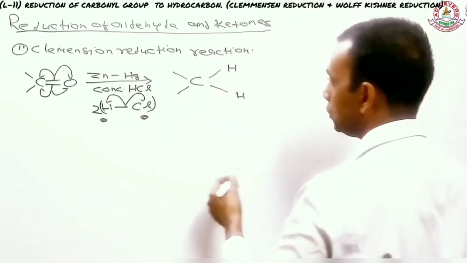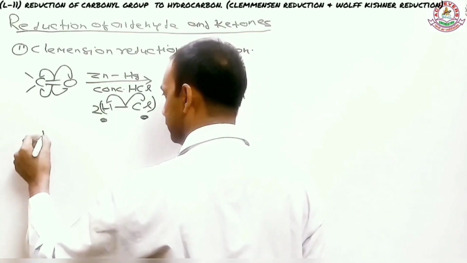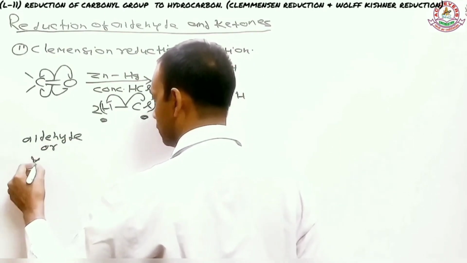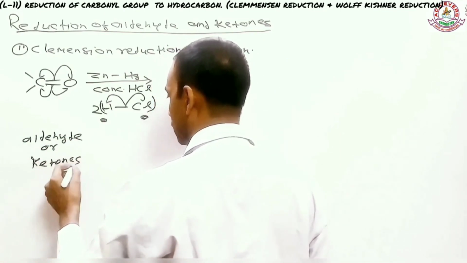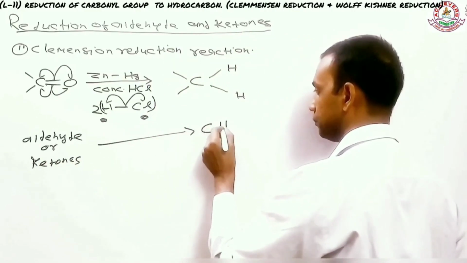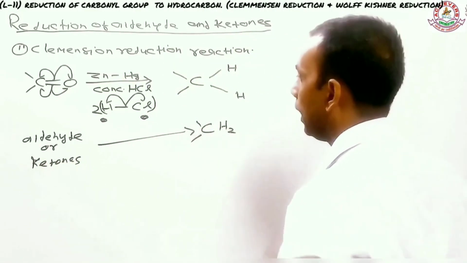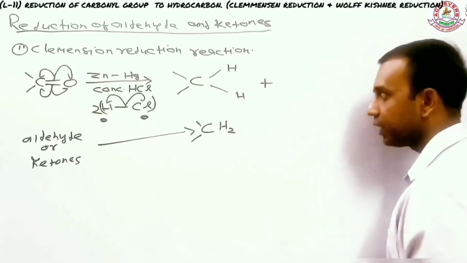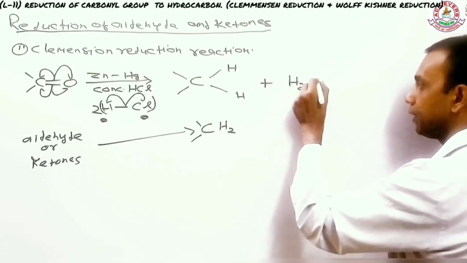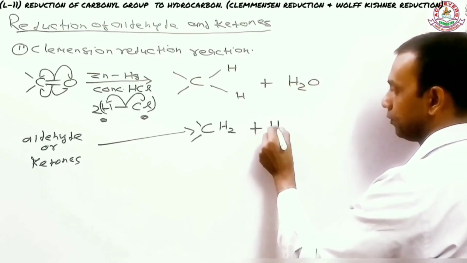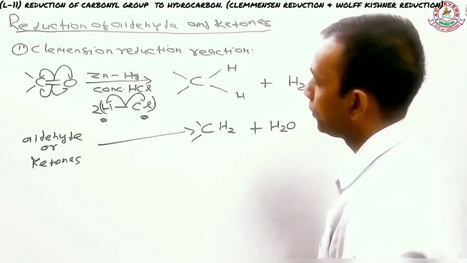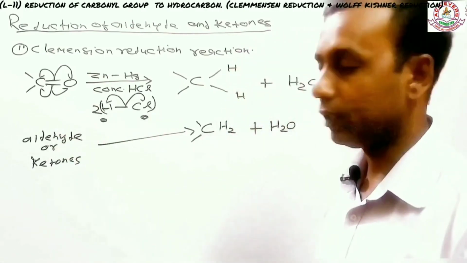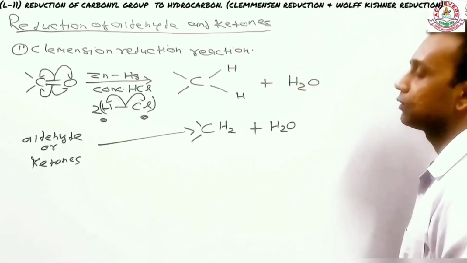So this is how you have converted aldehydes or ketones to a CH2 group. And then the question is, what else is going to form? The byproduct here is going to be water. For doing so, it is really very important that you don't need only 2 HCl, you need a larger amount of HCl also. So this is what the Clemmensen reduction is about.